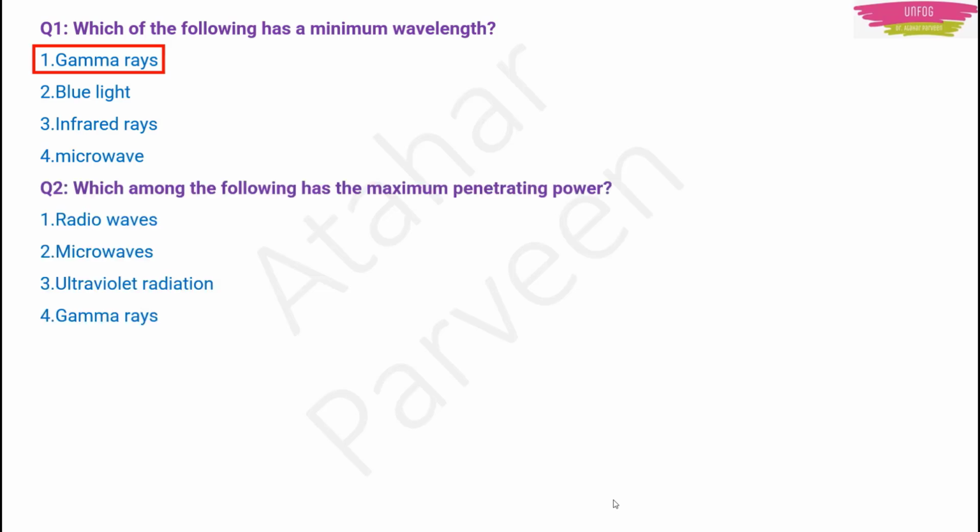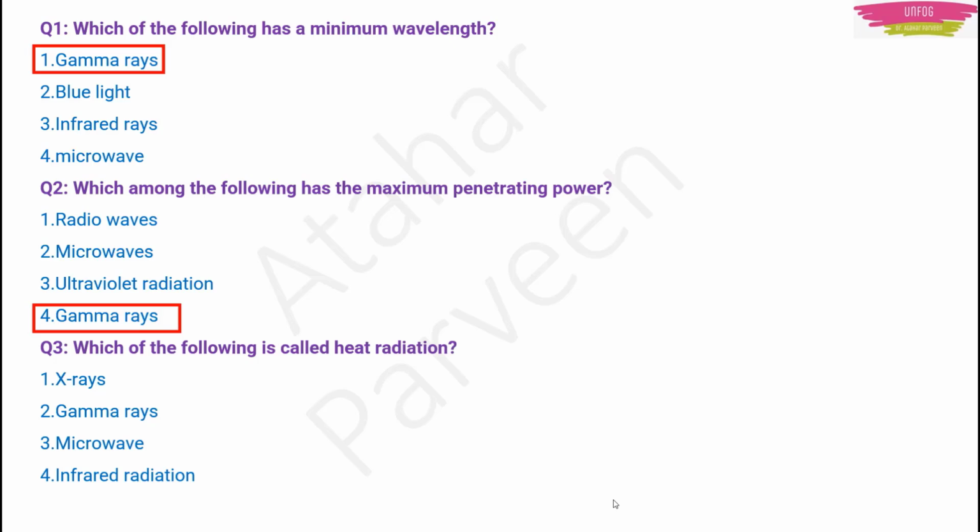Which among the following has the maximum penetrating power? They are gamma rays because they have very small wavelength. Those which have small wavelength and high frequency will have more penetrating power. More frequency means more penetrating power. Less frequency means less penetrating power. These gamma rays have more frequency, so they have maximum penetrating power.